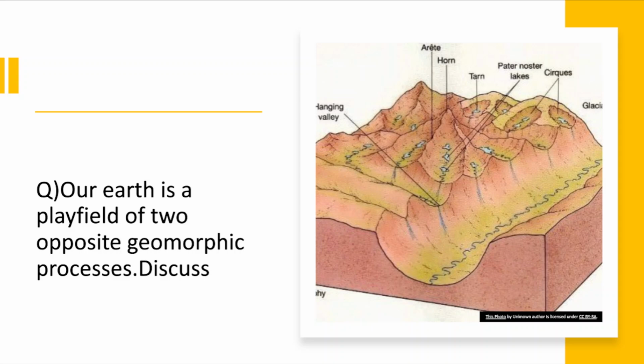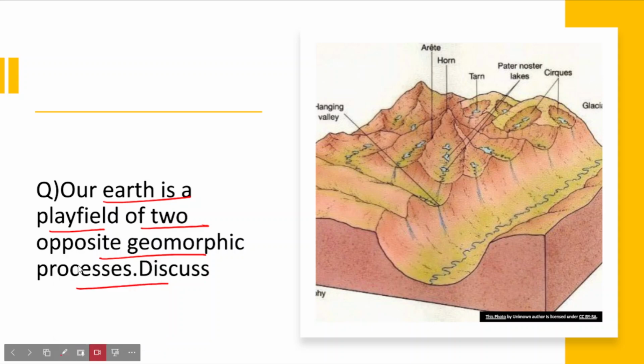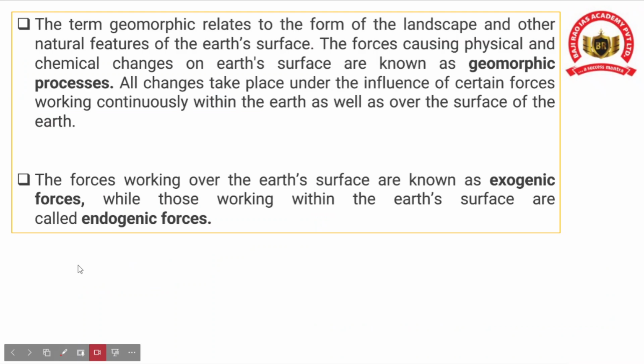The first question which we are going to discuss today is about the geomorphic processes. The question is, our Earth is a playfield of two opposite geomorphic processes. Now in this question, we will understand what exactly the geomorphic processes are and how Earth is a playfield of these two geomorphic processes. Before you start this answer, first define what constitutes the geomorphic processes.